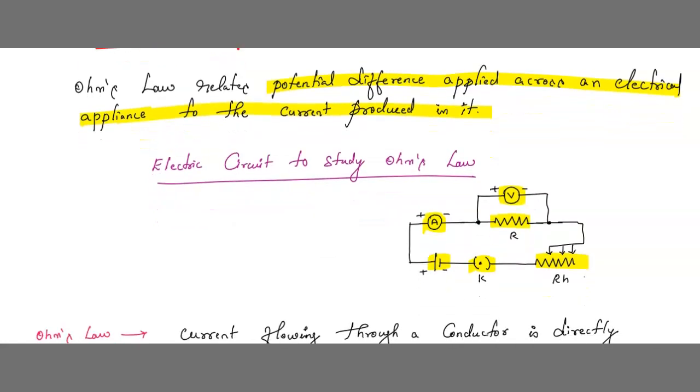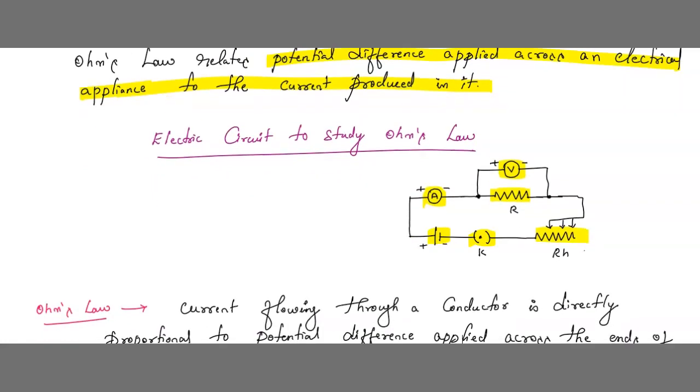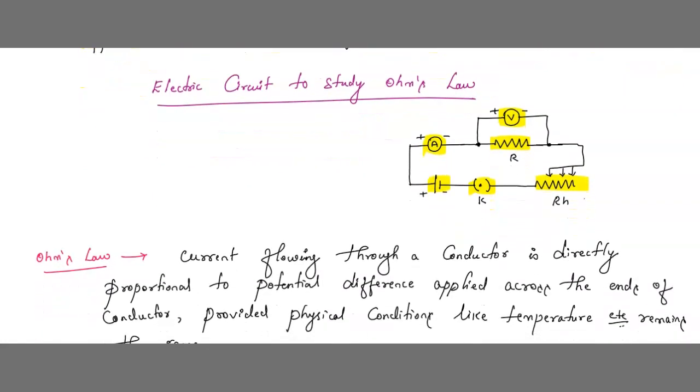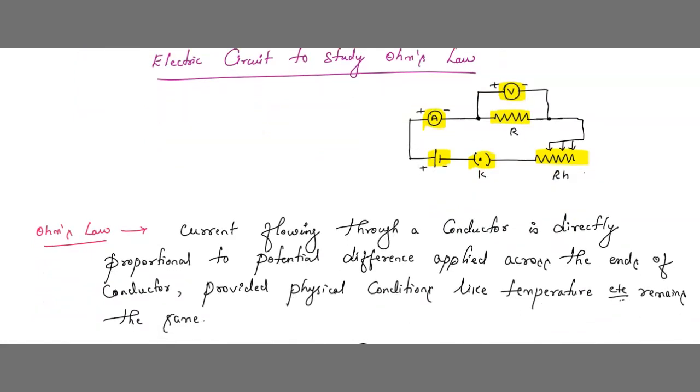Now children, they may ask you this question: state Ohm's law. So what exactly is Ohm's law stating, and with what specific conditions, let us see here. Ohm's law states that the current flowing through a conductor, in this circuit current is flowing, can you see here, is directly proportional to the potential difference applied across the ends of the conductor.